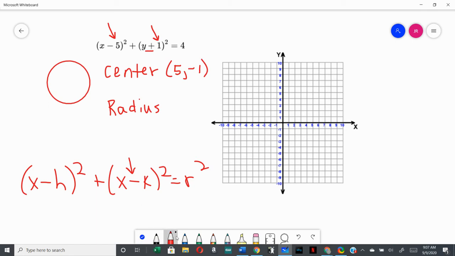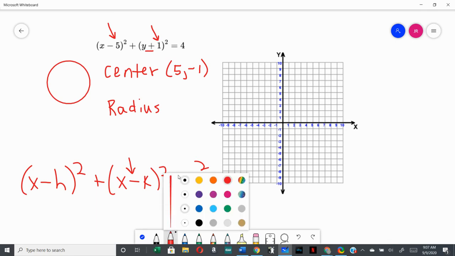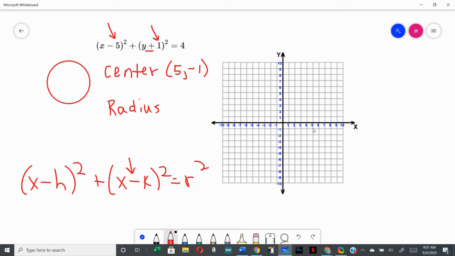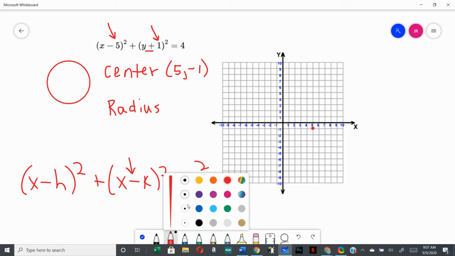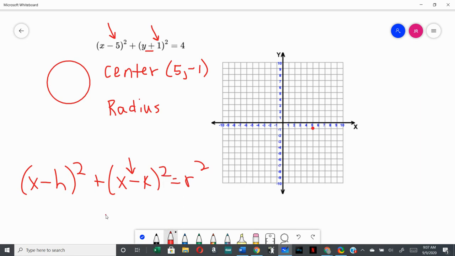I'm going to plot that point and make my dot real big. That's at (5, -1), right there. That's my center. And then I need to find the radius. If that's r squared, that means I need to take the square root of it. The square root of 4 is 2. That means my radius is going to be 2.